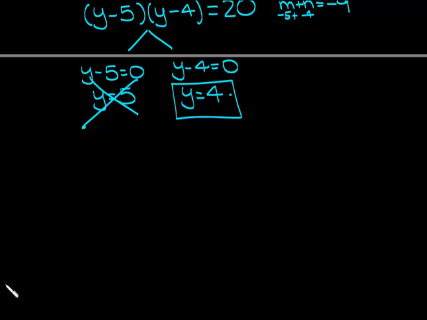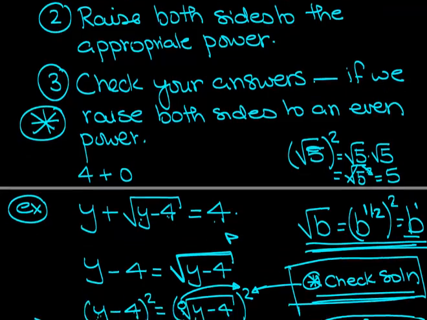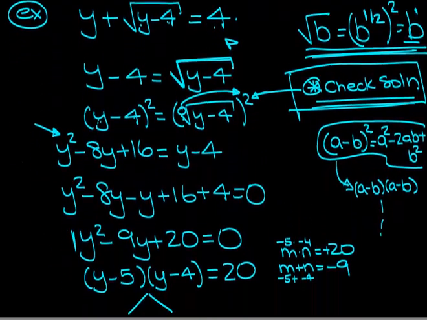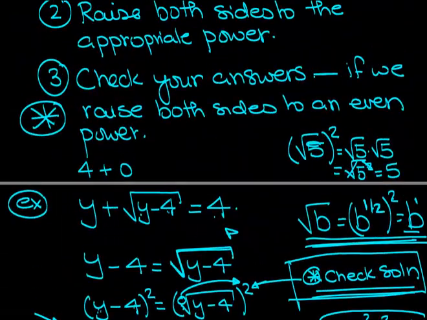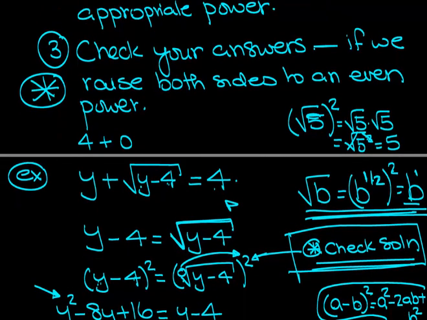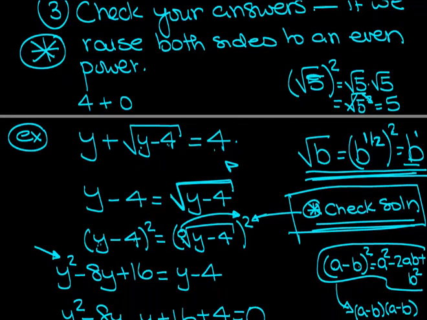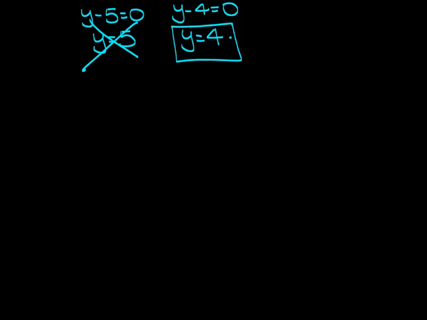So that's how we do problems with radicals. We always isolate one of the radicals and then raise it to the appropriate power to get rid of that radical, and then we solve the problem. And once we finish, we always check our answers anyway, but especially when we raise it to an even power, we have to check our answers. Okay, let me do one more example.